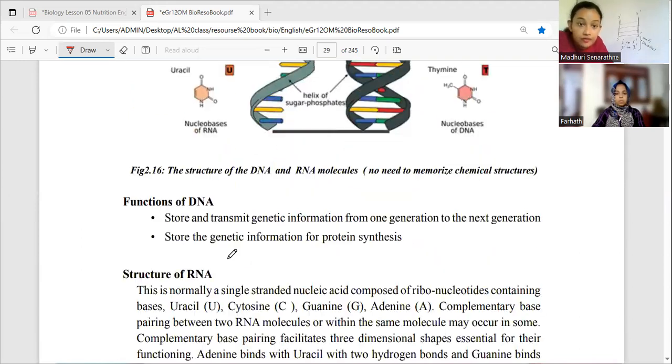What are the functions of DNA? First one is to store and transmit genetic information from one generation to the next generation. How do they store genetic information? As a specific base pair sequence. Right? As a specific nitrogenous base sequence, they can store the genetic information, including for protein synthesis.